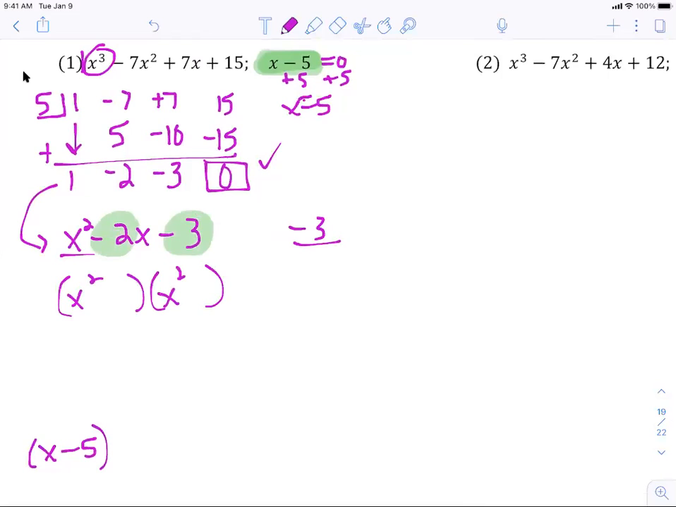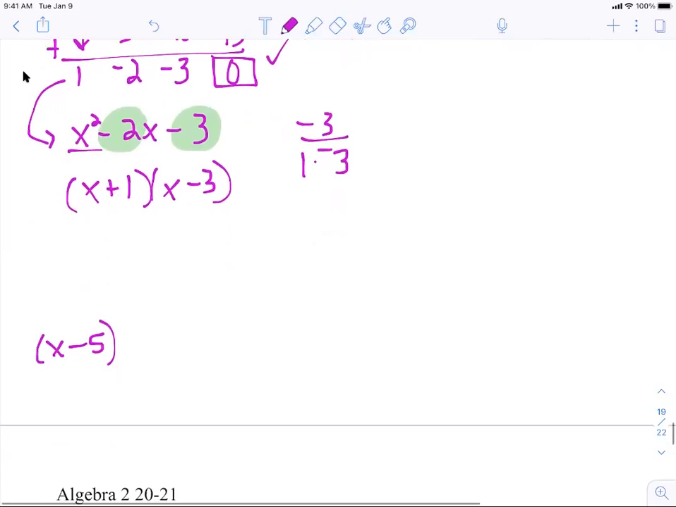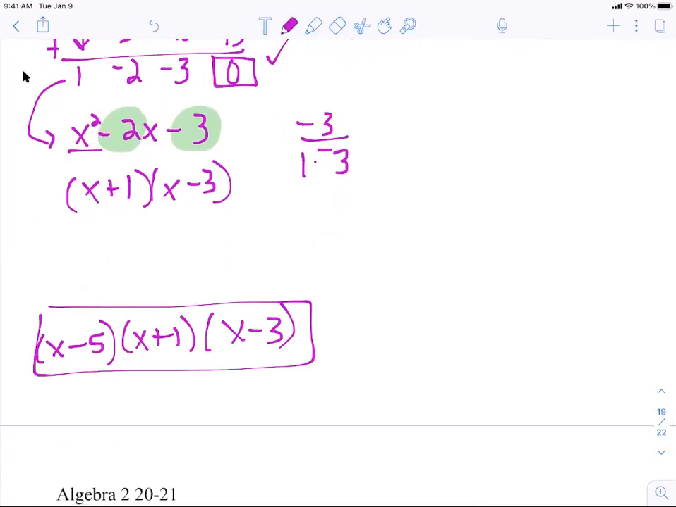Well, we're in luck because there's only one set of factors of 3, and that is 1 and 3. When I add these together, the only way that I can get a -2 is to make the 3 negative. I don't know why I put a squared there. Sorry, guys. But x times x gives me x squared, and plus 1, minus 3. You have now fully factored this. Bring those down, and you have all 3 factors.